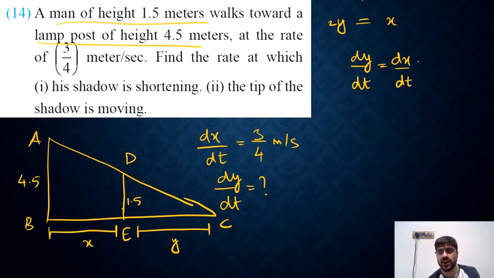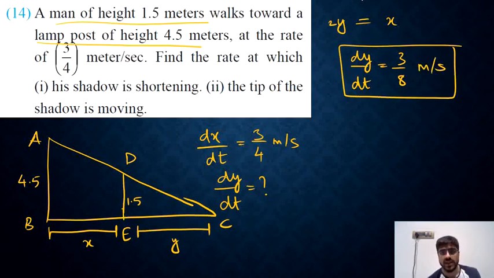That 2 can go on the right hand side, and you will have dy by dt as dx by dt into half, so that dx by dt is 3 by 4. So dy by dt is going to be 3 upon 8, and the unit is meter per second. That's how we have answered the first question, and we now need to answer the second question, that is the tip of the shadow is moving. So the tip of the shadow means the point C, and the rate at which point C is moving. So you will calculate the rate of movement of C with respect to the position of the lamp post.